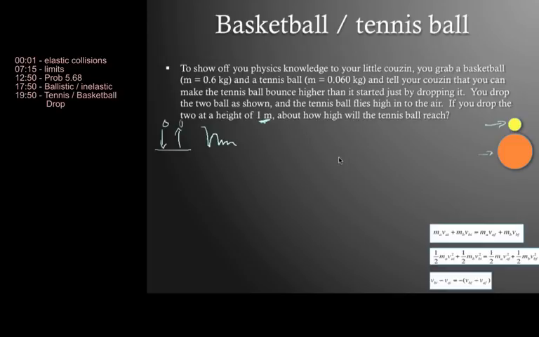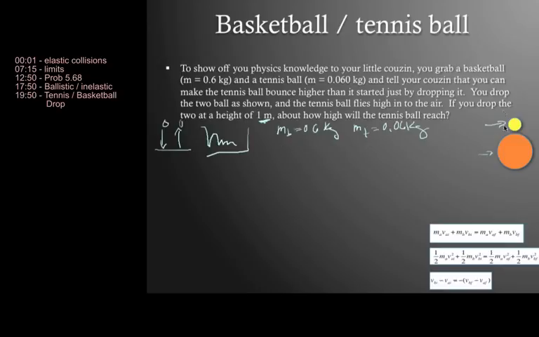So that's a lot of information, and where to start is first to write out what we know. So we know all the masses. Mass of the basketball is 0.6 kilograms. Mass of the tennis ball is 0.06, so there's an extra 0 there, kilograms.